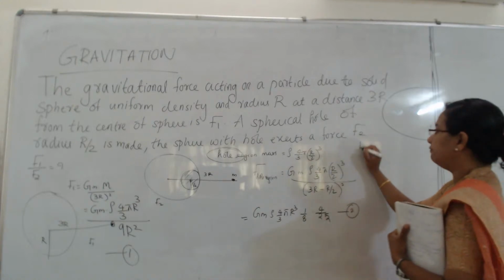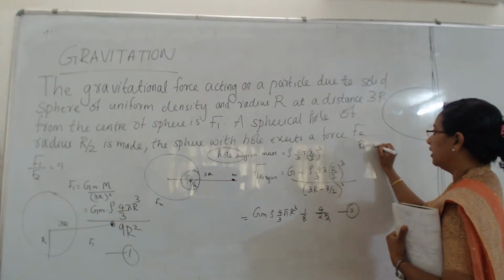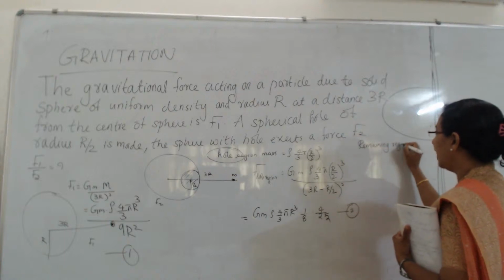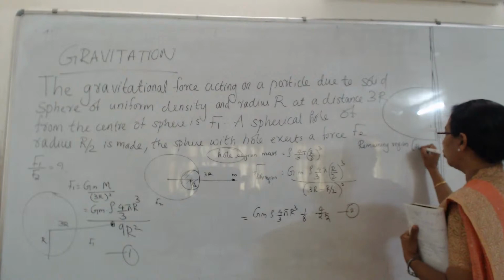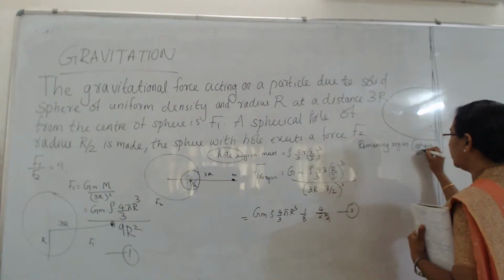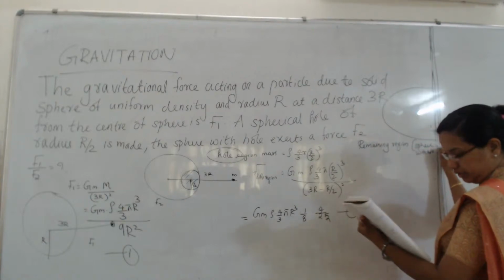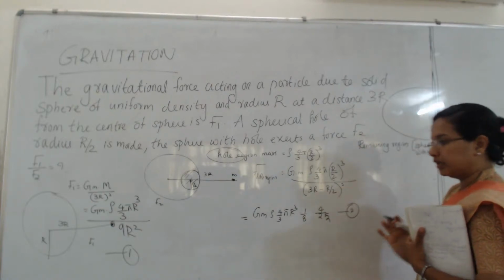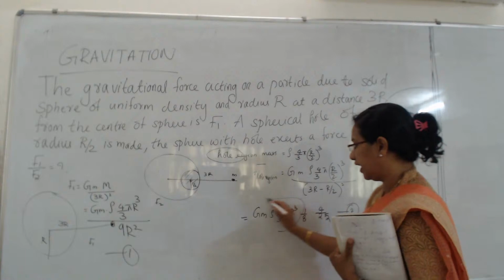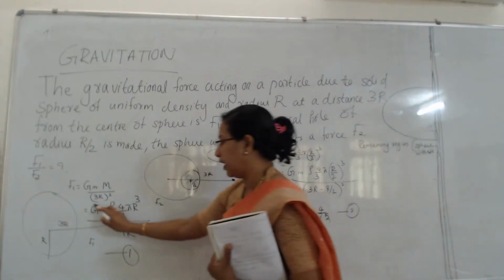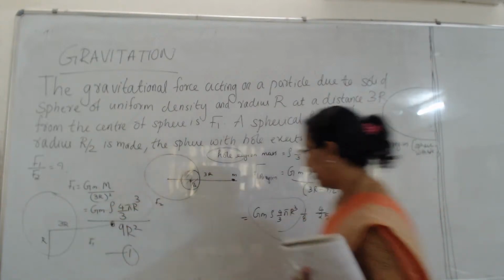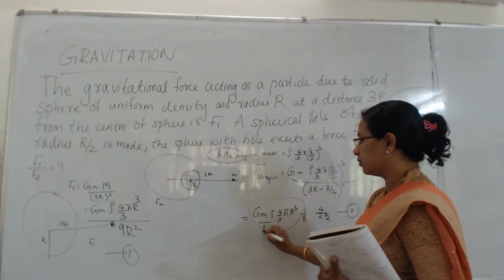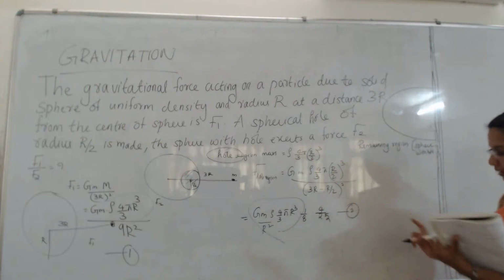But we need the remaining portion, the remaining region. Remaining region means sphere with hole. If the sphere is with hole, rest all will be the same. You see, this part will be the same. Here also this part is the same. Other than that, one denominator r square will be there. That is 1 by 9.